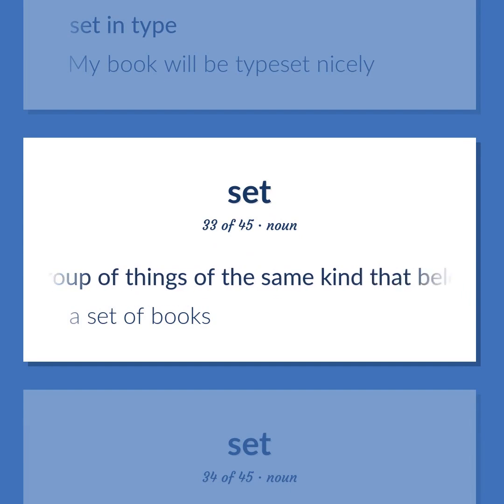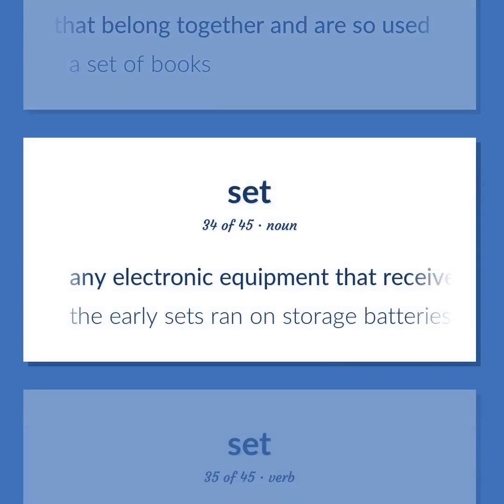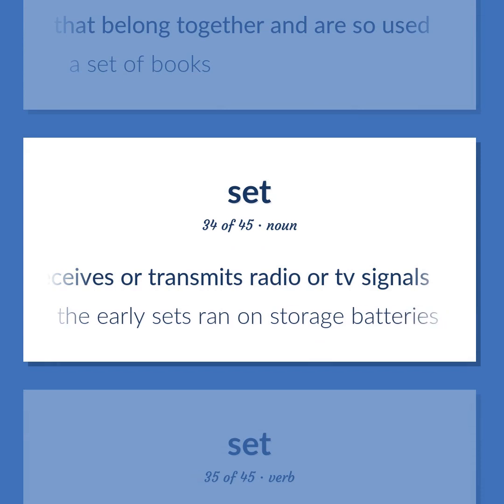A group of things of the same kind that belong together and are so used. A set of books. Any electronic equipment that receives or transmits radio or TV signals. The early sets ran on storage batteries.